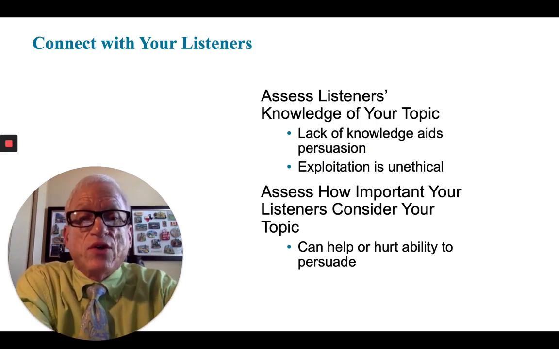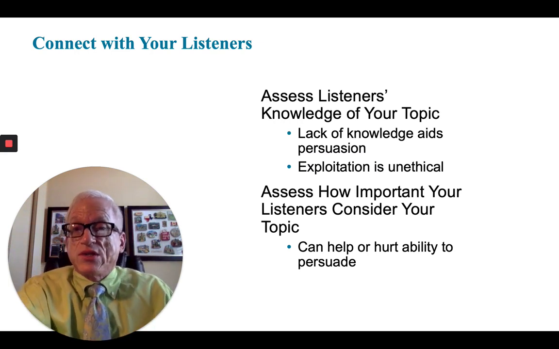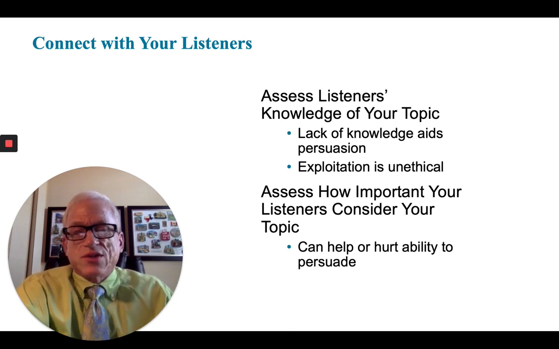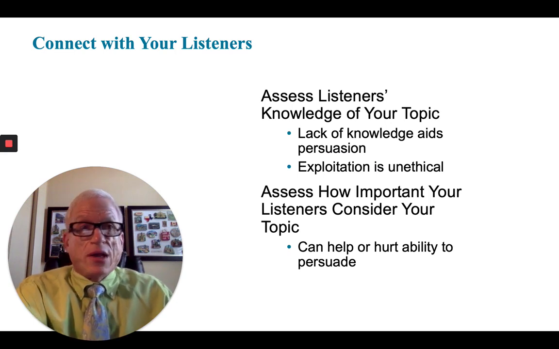You also want to assess how important your listeners consider your topic. This is why when I talk about those statements of significance, your audience may say, well, this topic doesn't apply to me. Why should I listen? This is why you say, well, it may not apply to you, but it applies to someone you care about.